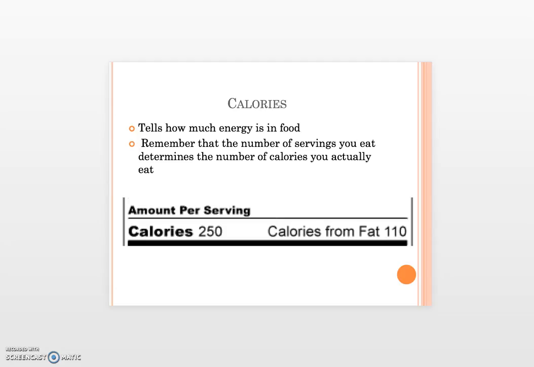We're going to take a look at the calories. Calories tell how much energy is in our food. And remember, the number of servings you eat determines the number of calories you actually eat. So in this product, the calories are 250. So that's in 1 serving. If we were to eat more of this product, maybe 2 servings, we would actually have to double the calories. So instead of eating 250 calories, we would be eating 500 calories. So it all depends on the number of servings that you eat.